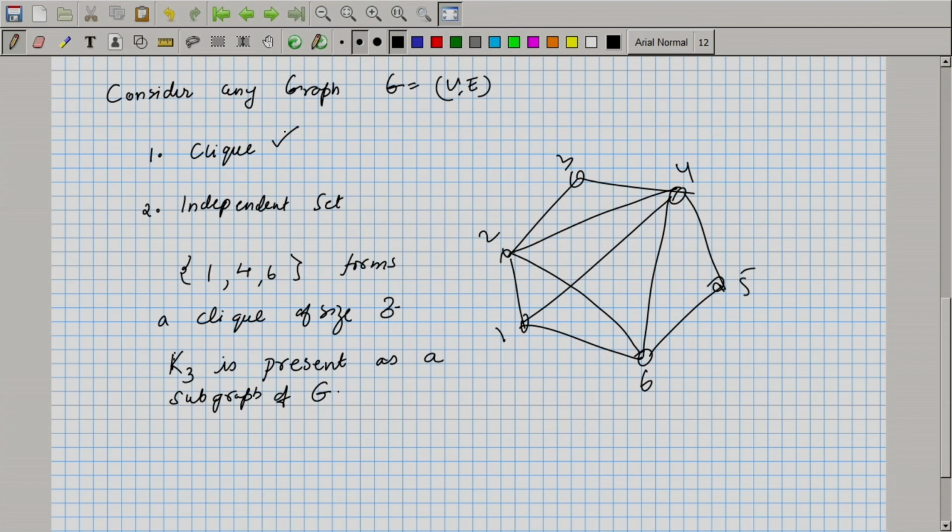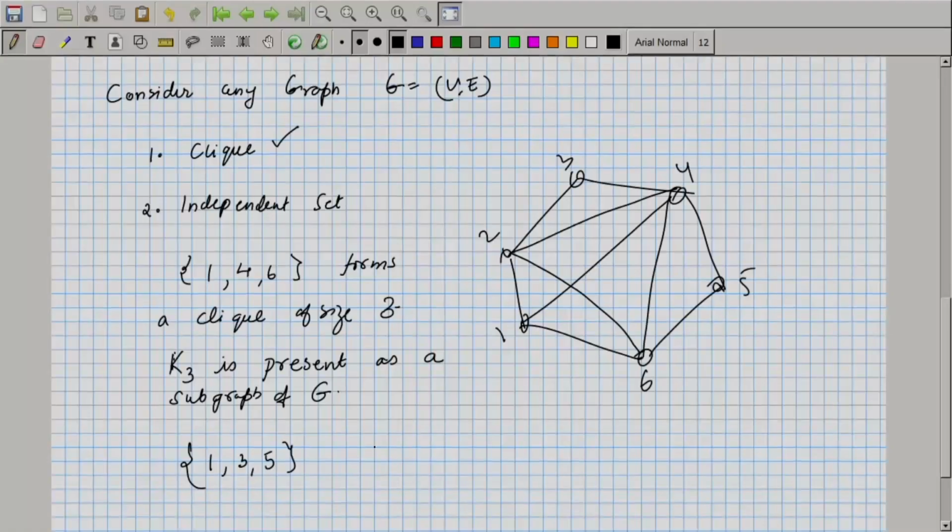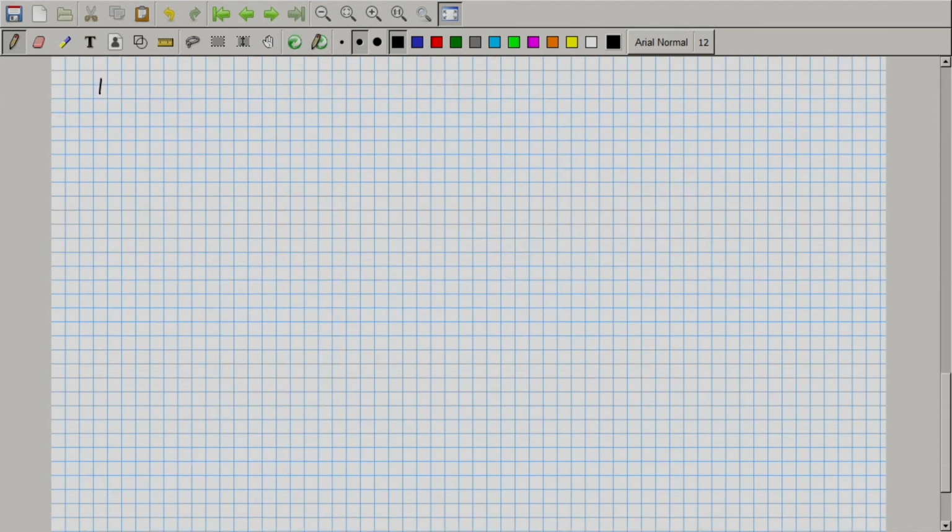Now, if you look at 3 vertices 1, 3 and 5, you can see that it is in some sense a complement of the clique. None of those edges are present. 1, 3 is not an edge, 3, 5 is not an edge and 5, 1 is not an edge. So, those kinds of collections of vertices are called an independent set. An independent set is a subset of vertices of the graph such that for any 2 vertices in that set, they are not connected by an edge. So, that is an independent set. So, let us now define what is called the diagonal Ramsey number.